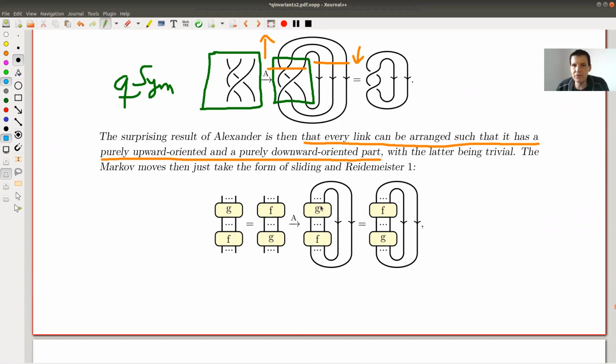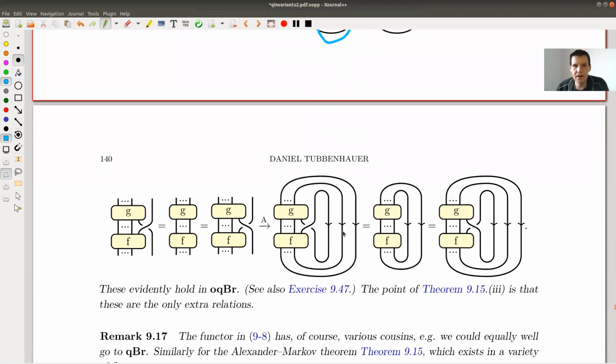And in this picture, the Markov moves are quite obvious. So this box sliding move is just you take your box and you slide it around because now it's closed, right? It ends up here, starts here. This is an even easier thing because if you close it, what you will see here is the Reidemeister 1 move, and you just remove it.